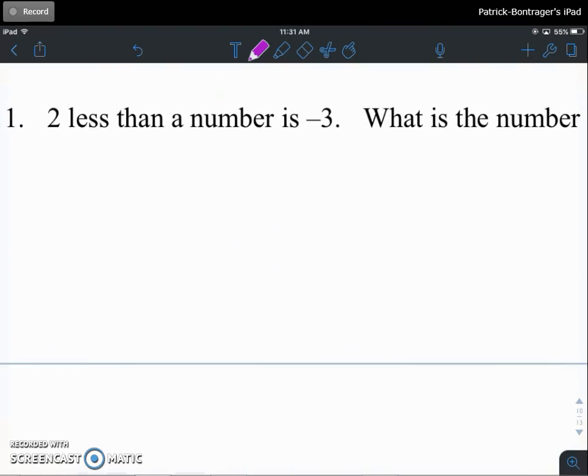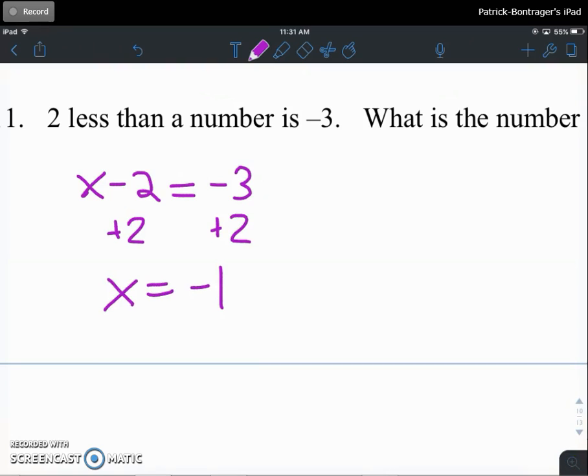Two less than a number. Okay, this one's a little trickier. 2 less than a number. So I have the number and I'm making it 2 less. So I'm subtracting 2. So x minus 2 is another way to say it, equals negative 3. Again, x and 2 are connected through subtraction. I'm going to add 2 to both sides. And I get x equals negative 1.